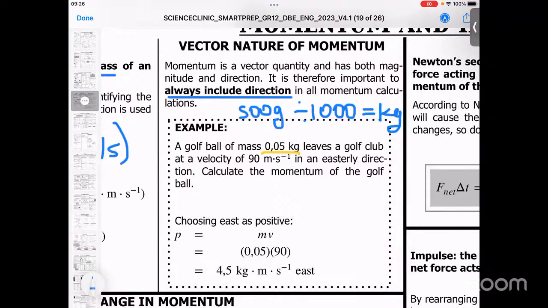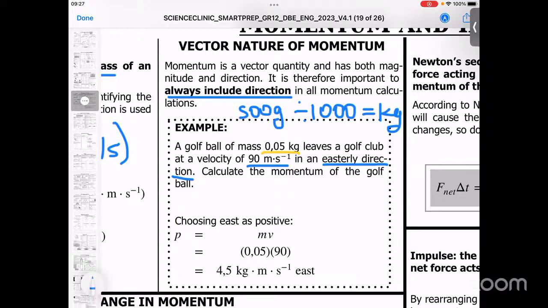So, okay, 0.05 kilograms leaves a golf club at a velocity of 90 meters per second. Yes, the unit must be in meters per second. If it is given in kilometers per hour, you need to convert it to meters per second, in an easterly direction. Very, very important, honorable member, on that one. So it is not just moving, but in an easterly direction. Whether you say easterly or easterly, it doesn't matter that much.